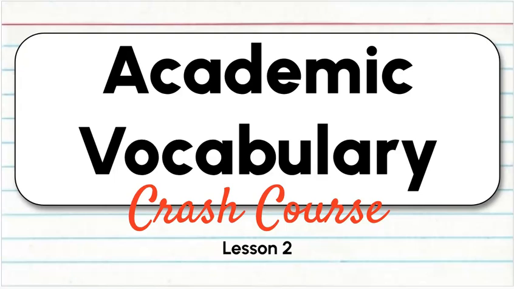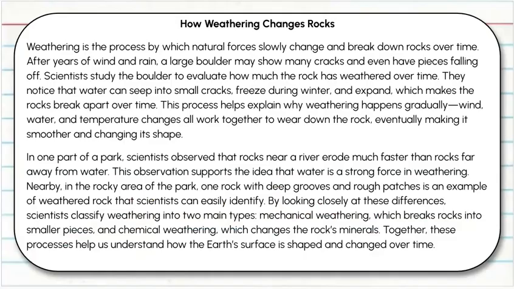Just like in lesson 1, we introduced 6 words, but we used them in relationship to an actual passage. In lesson number 1, we looked at how 6 different terms engaged with a passage about recycling. In lesson number 2, we're going to look at how 6 new terms can be used to engage with this passage, how weathering changes rocks.